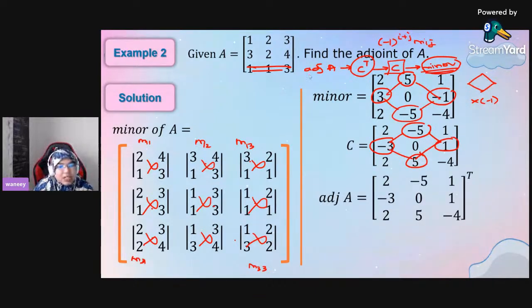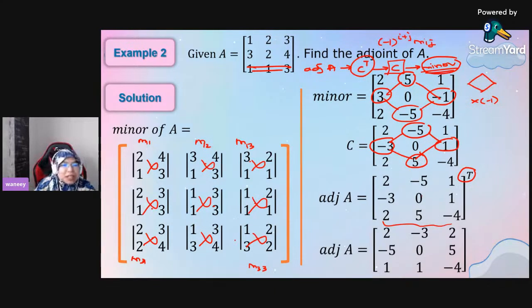Okay, so adjoint is the cofactor transpose, so I'm gonna write this one first but with a T, and then later on I'm gonna transpose them. So we are going to change row 1 to become column 1, row 2 to become column 2, row 3 will become column 3. Adjoint is the cofactor transpose. So make sure to write down the cofactor first with the transpose, and then transpose it, and then that is actually our adjoint.